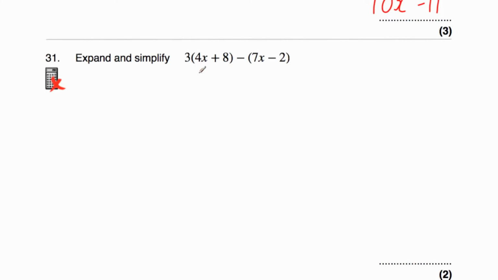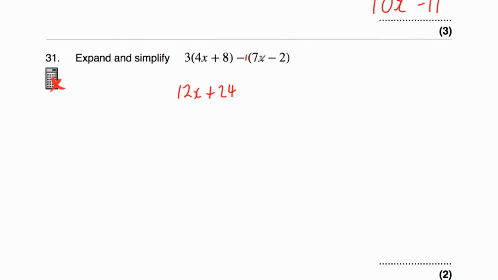We've got 3 bracket 4x plus 8, close brackets, minus, and then in brackets, 7x minus 2, close brackets. So let's expand our first bracket. 3 times 4x, that's going to be 12x. And then 3 times 8, that's going to be 24. So we've got 12x plus 24. Now we've got minus in front of this bracket. Now really what's here is minus 1.